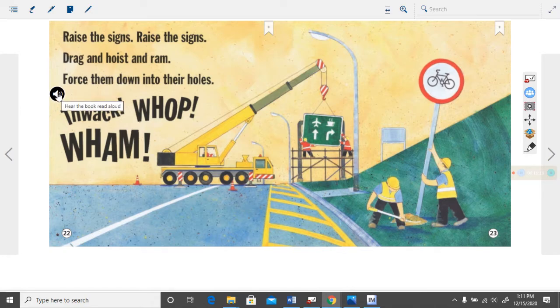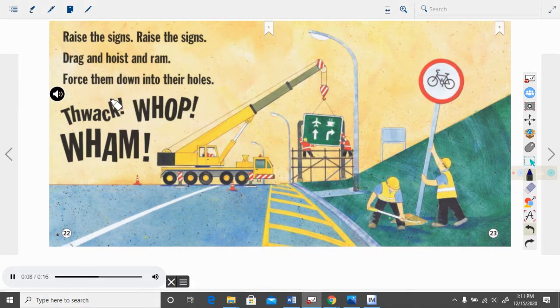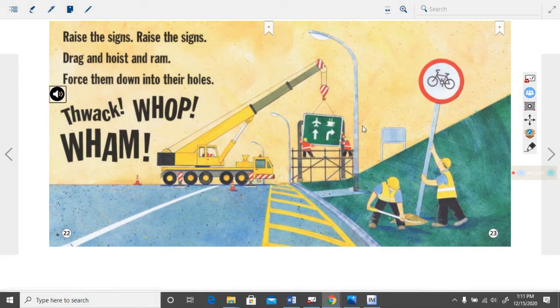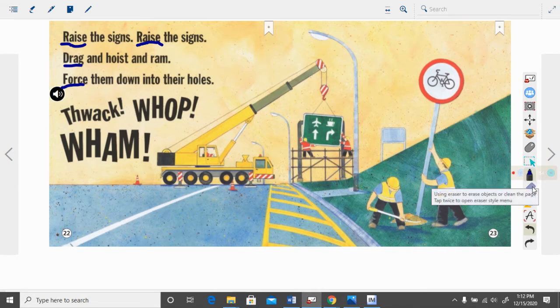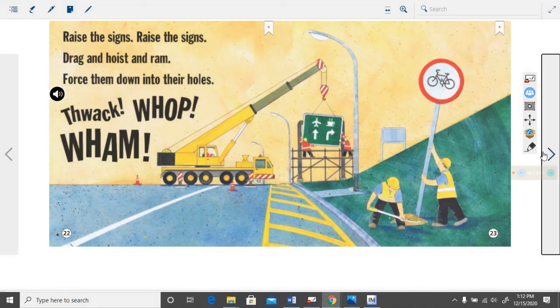We're going to read this again and see if you can point as they're reading it to the words that begin with a capital letter. Raise the signs. Raise the signs. Drag and hoist and ram. Force them down into their holes. So which ones began with the capital letter? We had raise, raise, drag, force. So we know those are all beginnings of new sentences when we are reading.